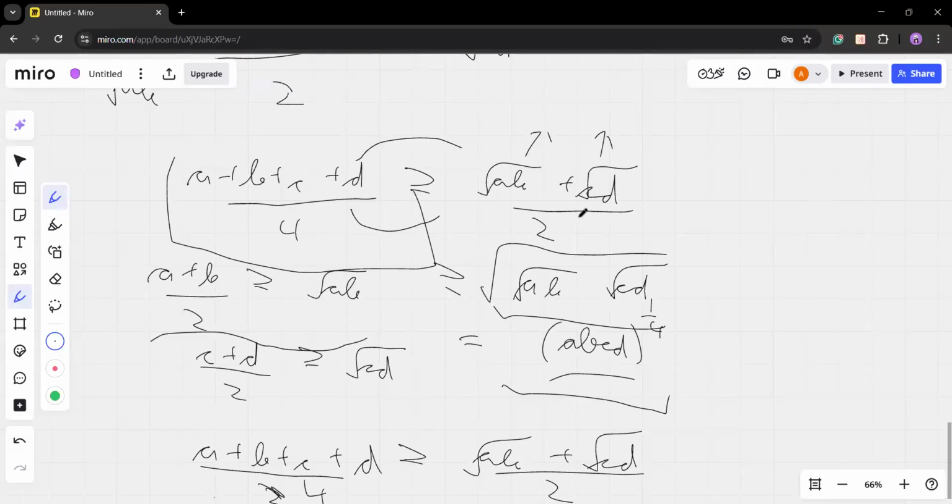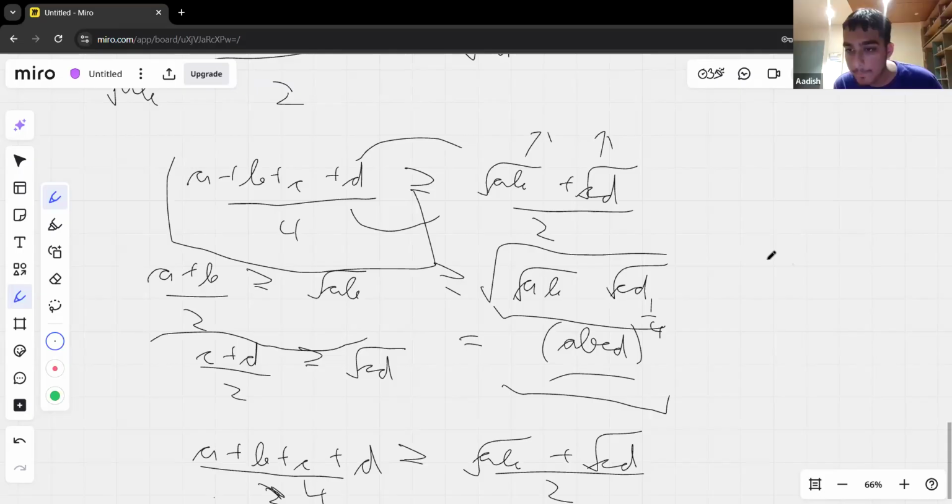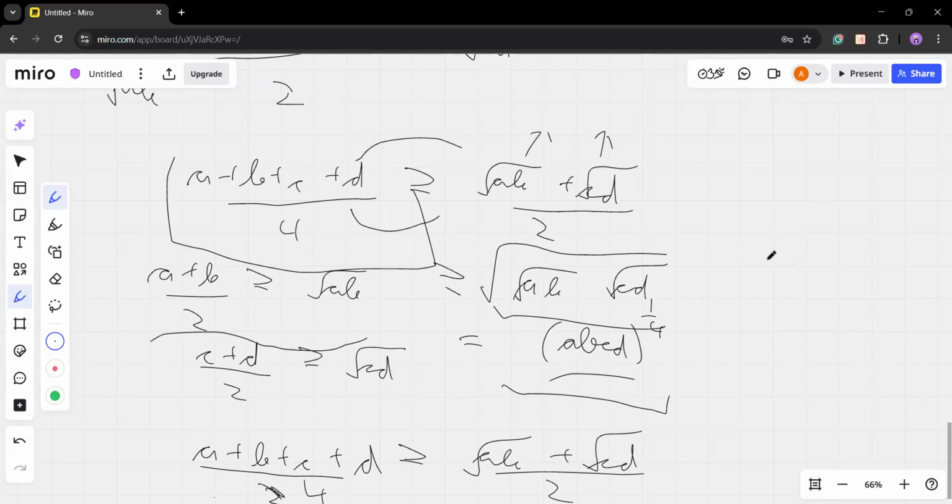So you just get a, b, c, and d all have to be equal. As you use AM-GM for more numbers, as you increase the value of n, does the quote unquote strongness of the inequality decrease?